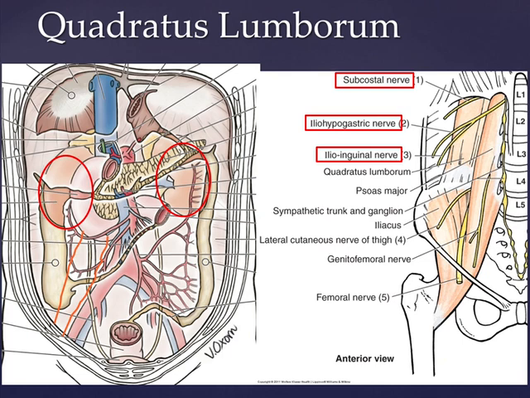So, by way of summary, we focused on the key muscles of the posterior wall and some of the key features and some of the relationships of those muscles to other structures.